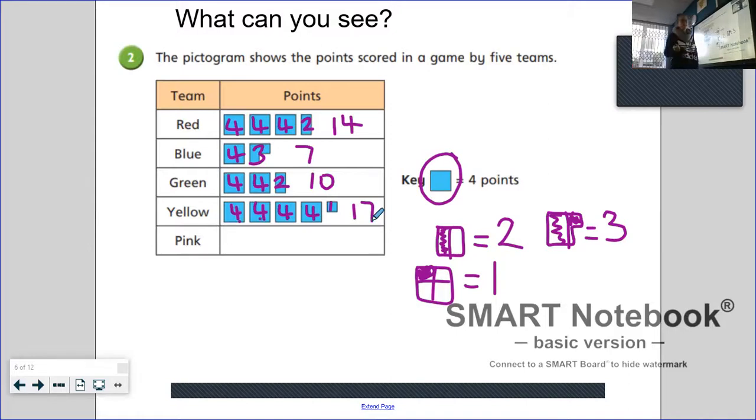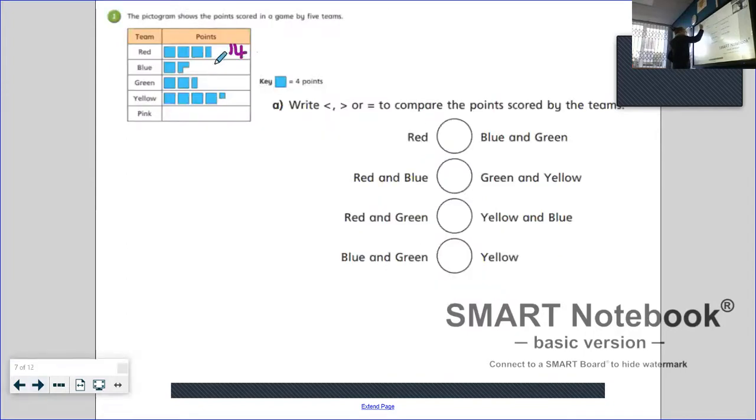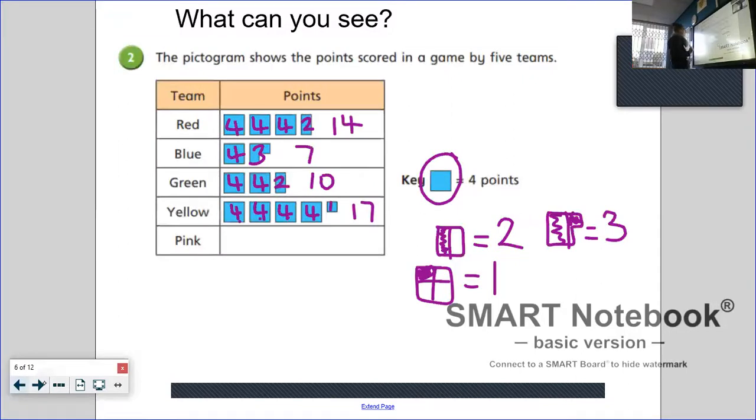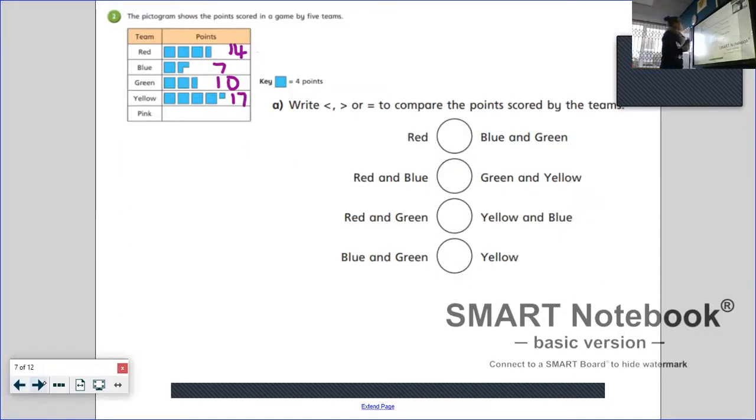That's really important. So let's have a look. 14, 7, 10, 17. I'm going to add it onto this page. 14, 7, 10, 17. Let me just double check I've got those ones right. 14, 7, 10, 17. Yeah. Okay, so now it says, right, oh look, we've done these symbols many times: more than, less than, or equals to compare the points scored by the teams.